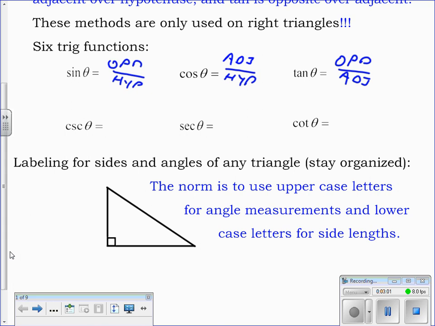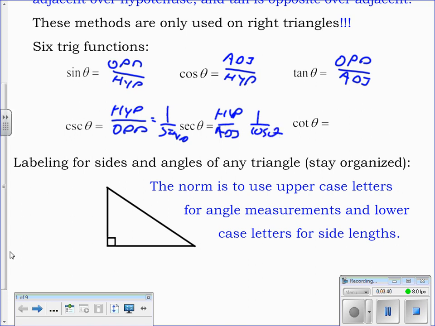Okay, here's the thing. Cosecant, secant, and cotangent are inverse trig functions. There are two ways to think about them. If you have a right triangle, the cosecant of an angle is the inverse of the sine, or hypotenuse over the opposite. You can also think about it as 1 over the sine. The secant is the inverse of the cosine. So it is the hypotenuse over the adjacent, or 1 over the cosine of theta.